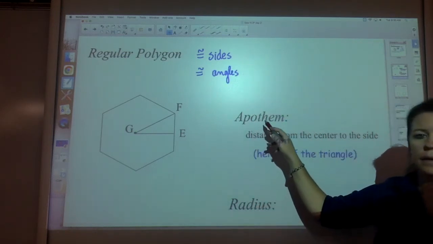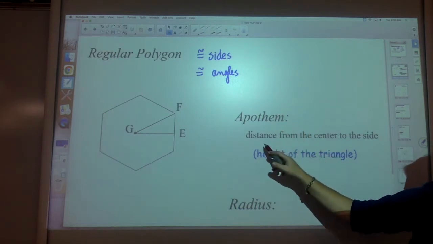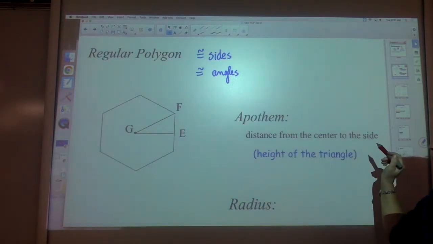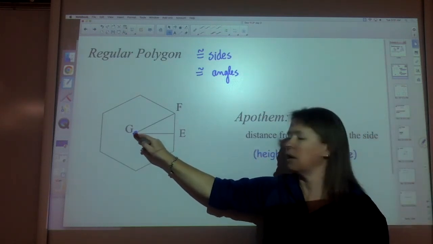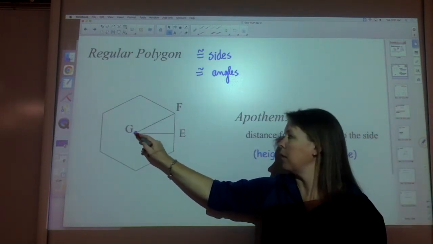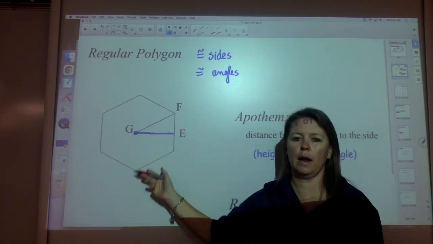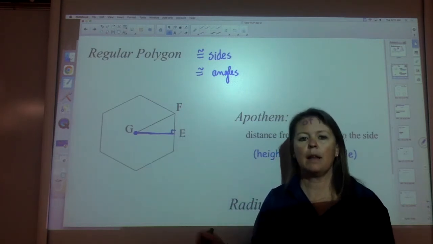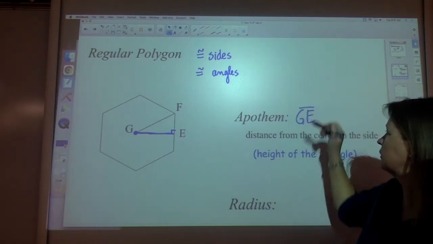This word is new, the apothem. An apothem of a regular polygon, any regular polygon, is the distance from the center to the side. The distance from the center to the side. So in this case, our center is G, and if you're measuring the distance to the side, you have to go straight to the side. You can't just go at any angle that you want. This has to be a 90-degree angle. So our apothem in this diagram is segment GE.